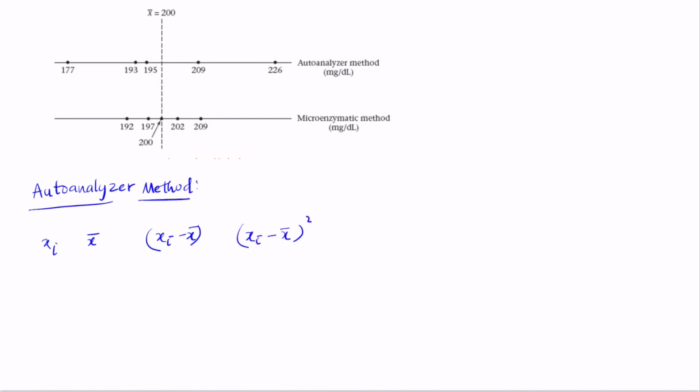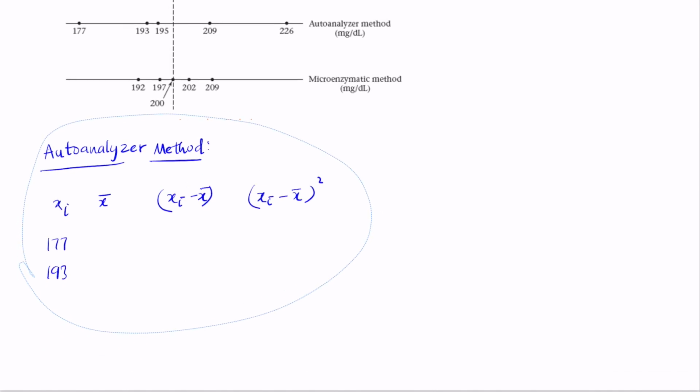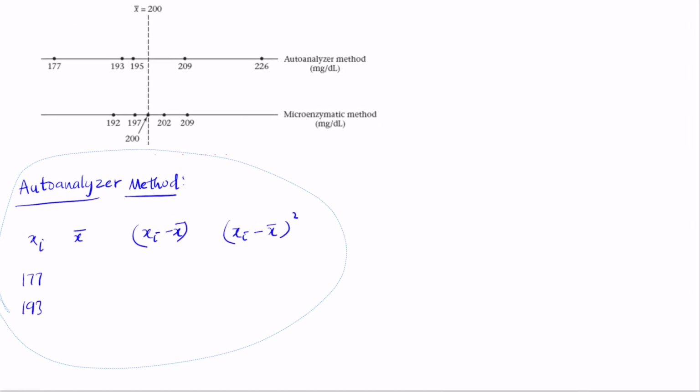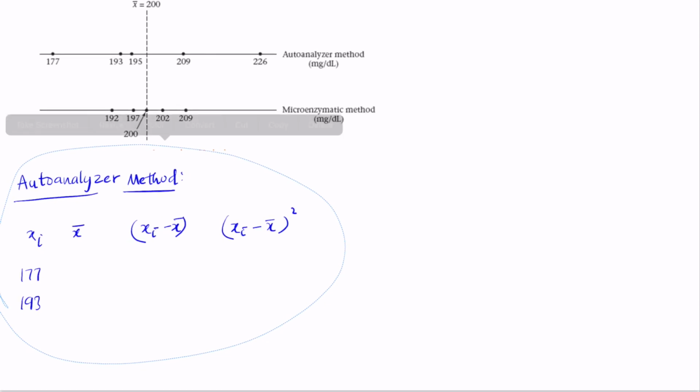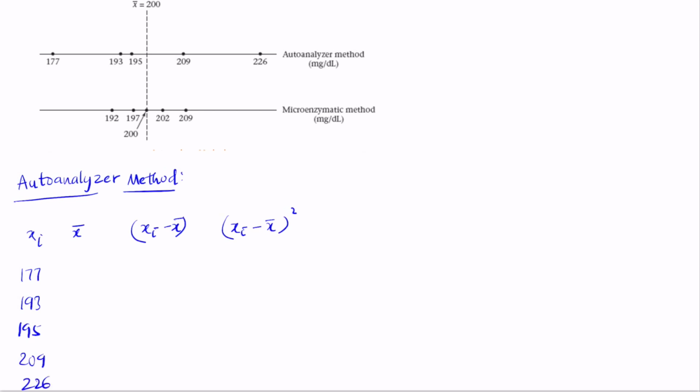There is not much difference in the way we calculate it. So again 177, 193, 195, 209 and 226. So x bar is given, which is 200. So 200, 200, 200, 200, 200.